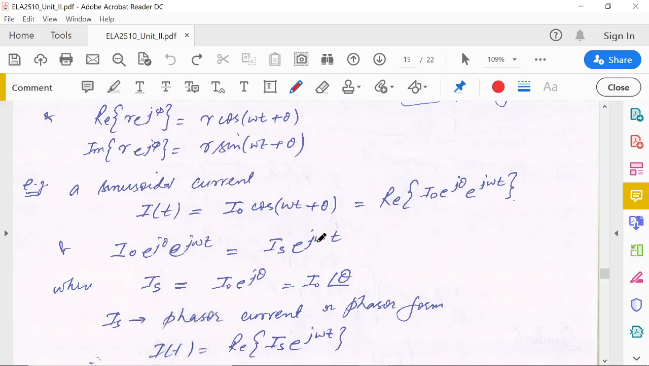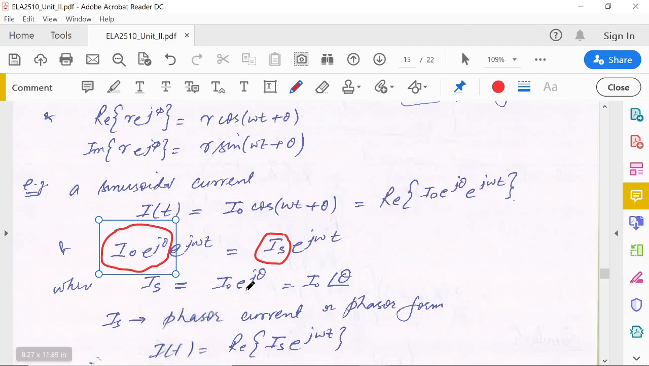So here this I naught e to the power j theta with the time factor e to the power j omega t can be written as I_s e to the power j omega t, because this part is a function of space only, so we can represent it as I_s, and this is called the phasor form of this function.